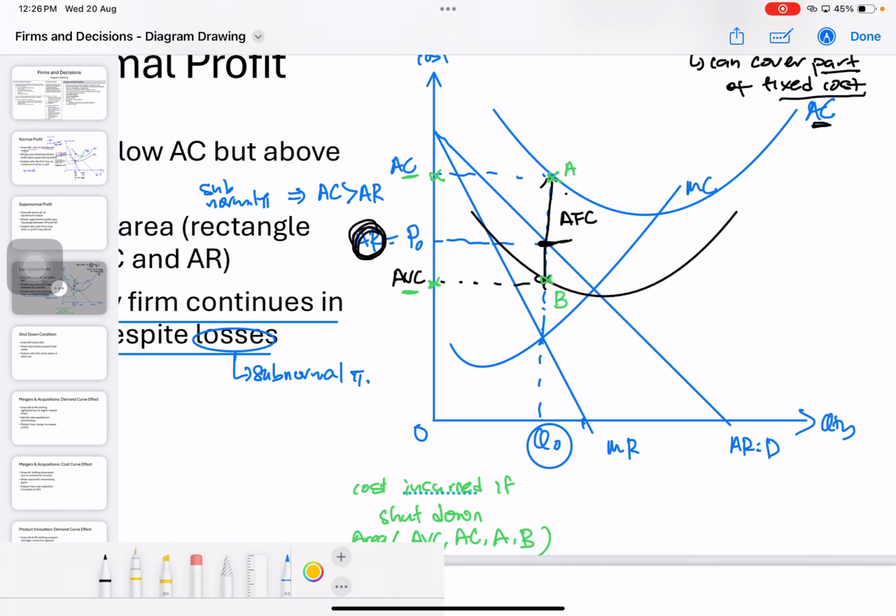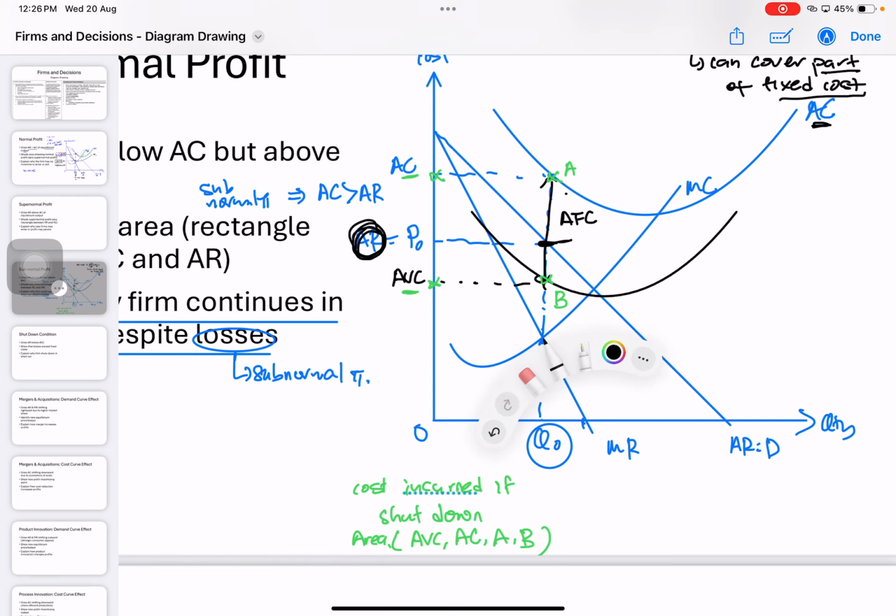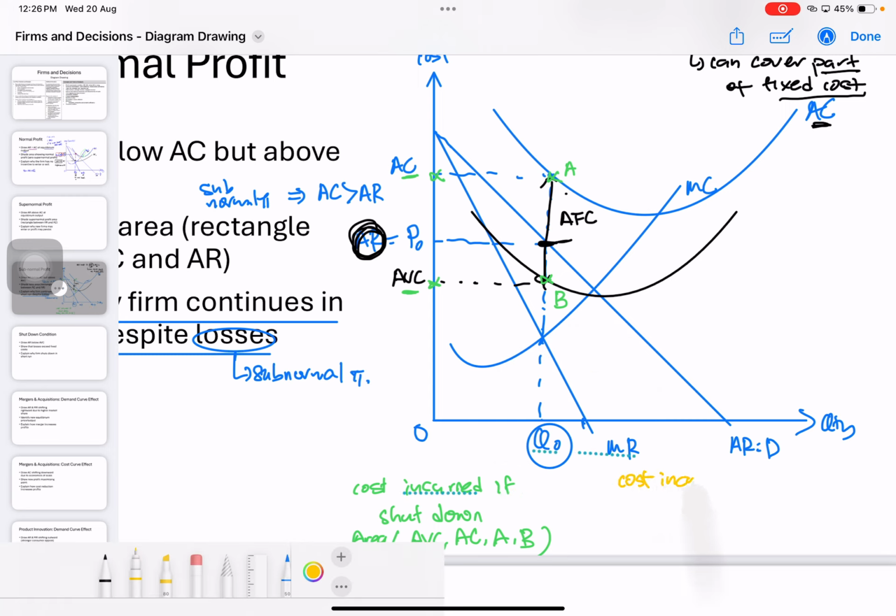If they continue production, so maybe I put here, if continue production, cost incurred, okay, let me be more systematic. Cost incurred if continue production. You know where would it be? Here, here, here, and here.